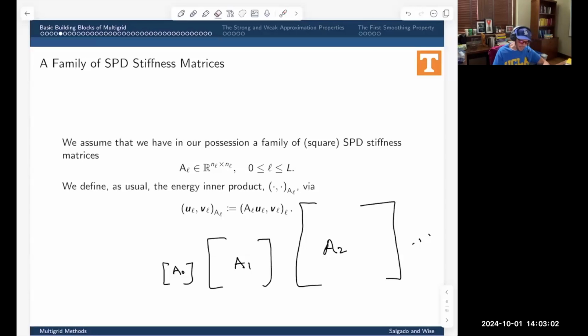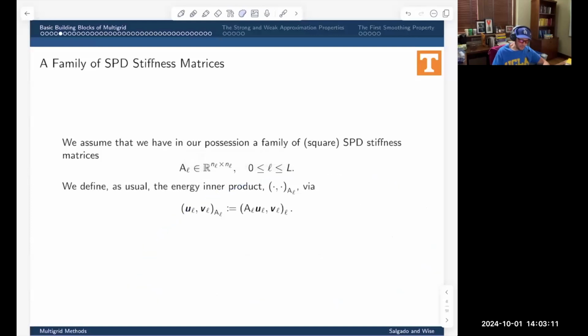But no matter how these things are defined and where they come from, we're going to define energy inner products in the usual way, through the Euclidean inner product. So the A_L energy inner product on level L for arbitrary vectors U_L and V_L is just defined as A_L U_L against V_L in the level L Euclidean inner product, for any U_L, V_L in R^{N_L}.